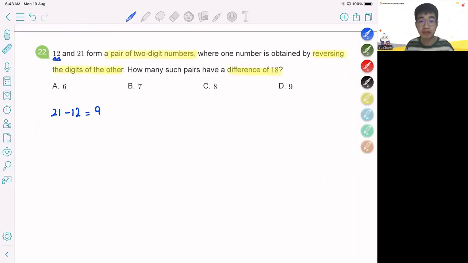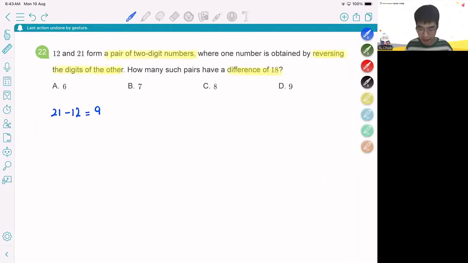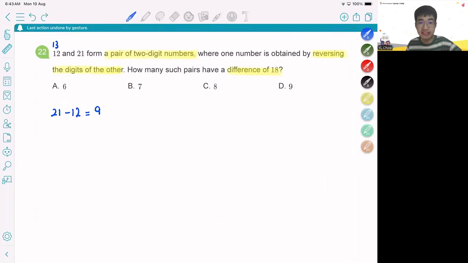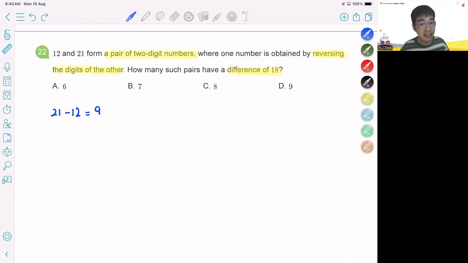Maybe we try to fix one of the digits and find such a pair, right? So for example, maybe I will try 13 and 31. Will they give me a difference of 18? So the first part is really just trying to get an example, because without an example, it's pretty difficult to find the pattern, right? But luckily, 31 minus 13 is equal to 18. So we found such a pair.